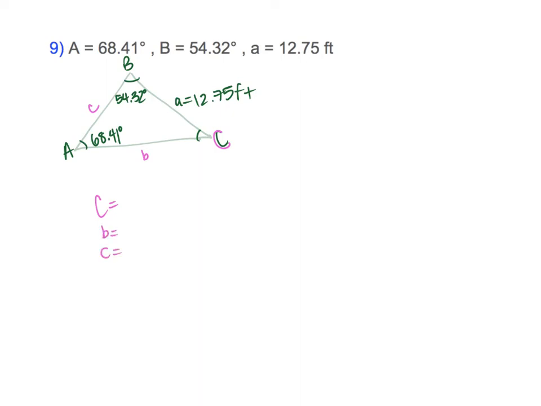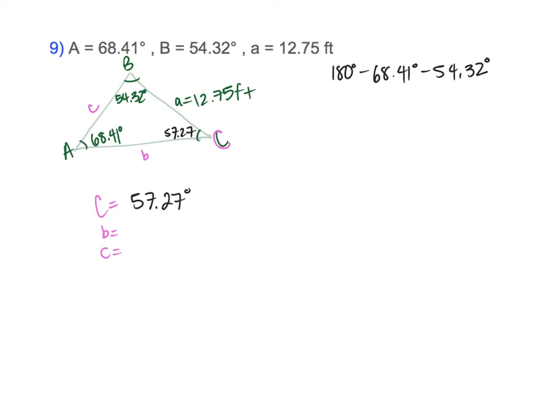So let's start off by finding the angle, because I just have to take 180 and subtract all the angles that I've already been given. So if I subtract the angles that I'm already given, this gives me about 57.27 degrees. So I know this piece now.